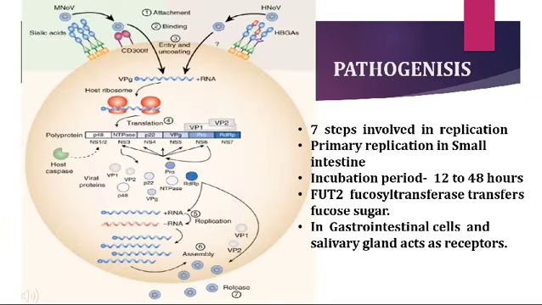The pathogenesis. There are 7 steps involved in this replication. Primarily, the replication of norovirus starts in the small intestine. The incubation period of Norwalk virus is 12 to 48 hours. FUT2, which means fucosyltransferase, fucose sugar. This is a compound which gastrointestinal cells and the salivary glands act as a receptor of the virus.